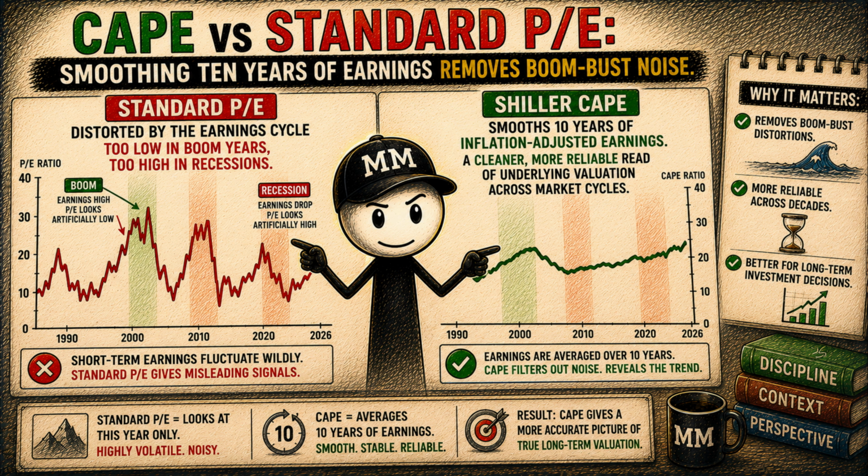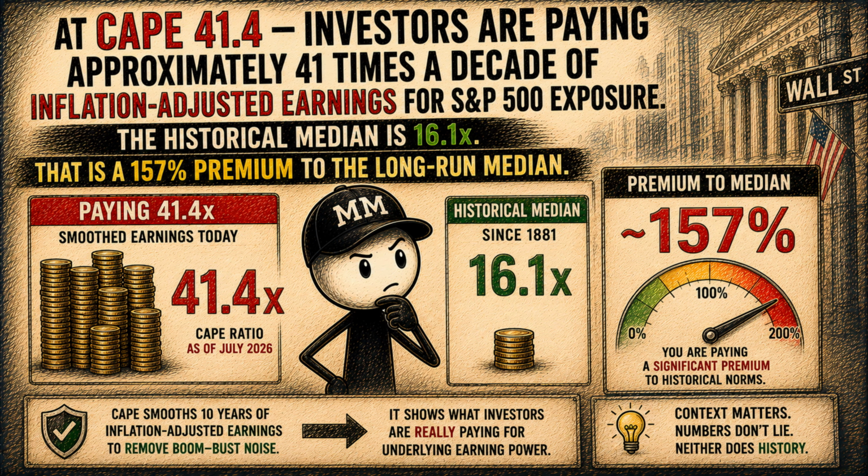As of June 2026, the Shiller CAPE ratio stood at 40.96. This level has been touched only one other time in market history, from late 1999 to early 2000. That was right before the tech bubble burst, which resulted in the S&P 500 falling by half and the NASDAQ 100 dropping by 80%. The current July 2026 reading of approximately 41.4 means investors are currently paying approximately 41.4 times a decade's worth of smoothed, inflation-adjusted earnings for S&P 500 exposure.